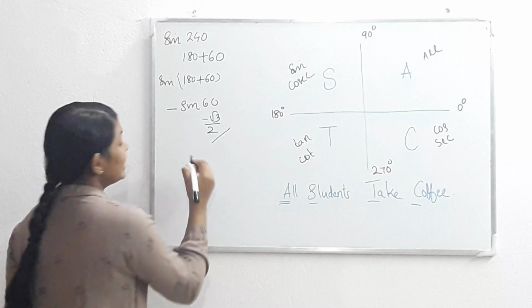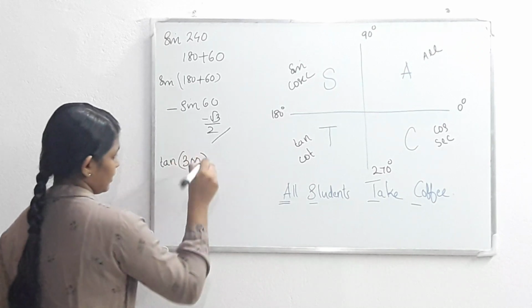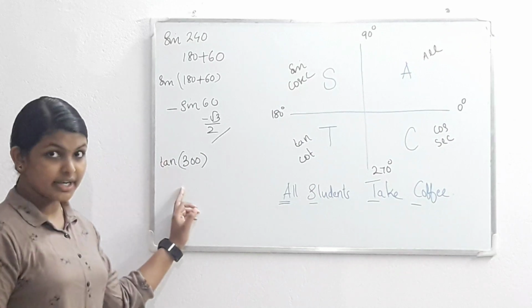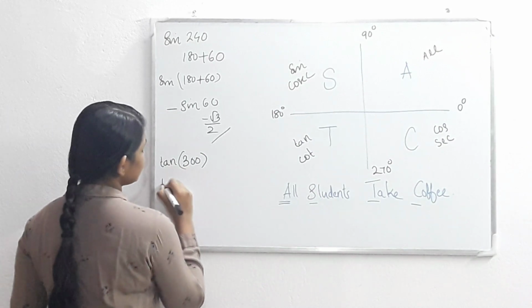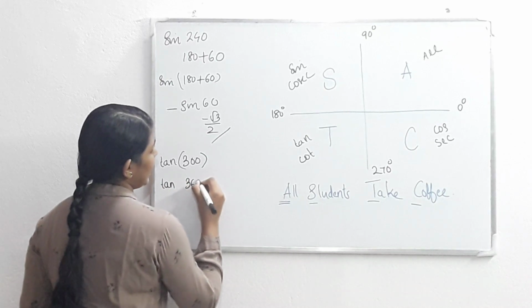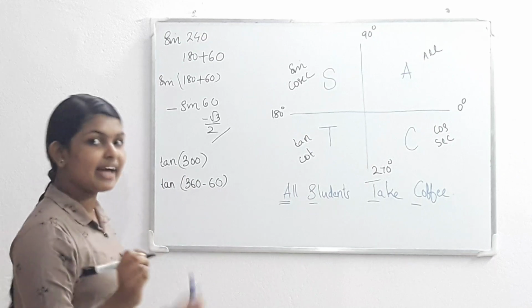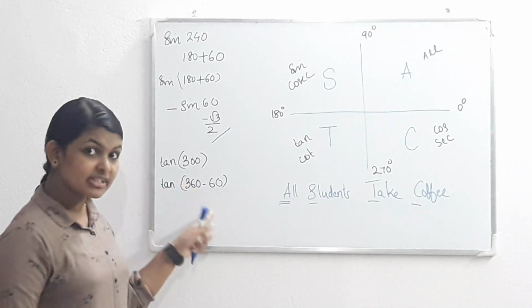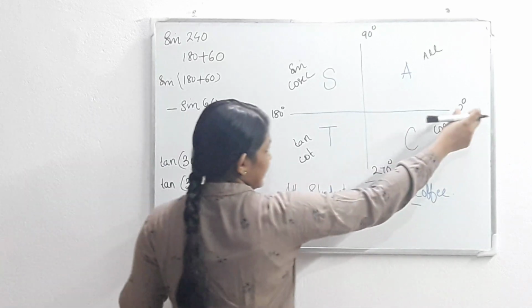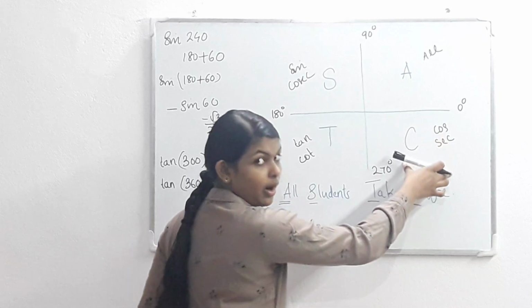What is the value of tan 300? You can write this 300 as 360 minus 60. So first of all we have to find the quadrant in which that angle lies. Here 360 minus 60 will lie in which quadrant? This 360 will be here. So 360 minus 60 will lie in the fourth quadrant.